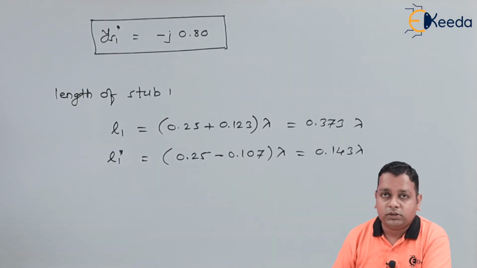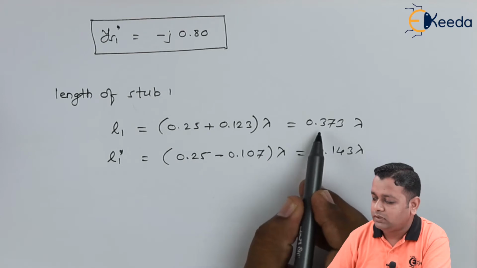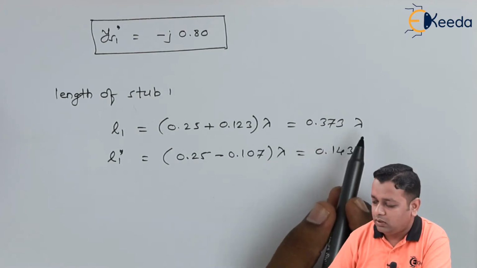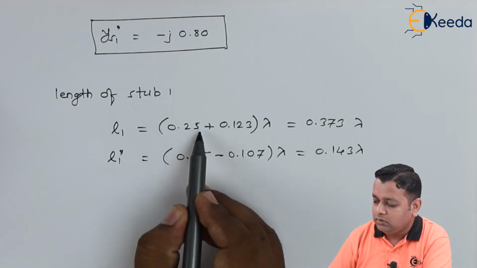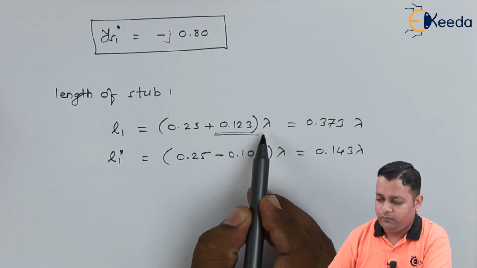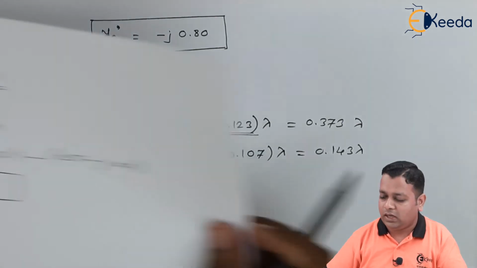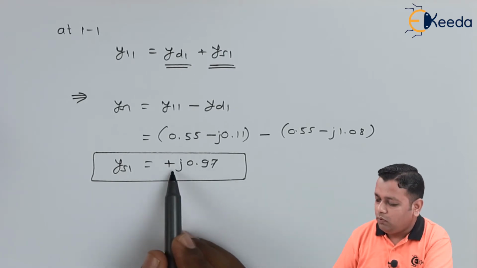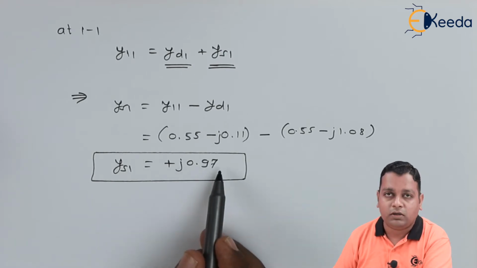So the length of stub 1 we have is 0.373 times lambda, calculated as 0.25 times lambda plus 0.123. As in the previous calculation, we have ys1 equal to positive j 0.97.